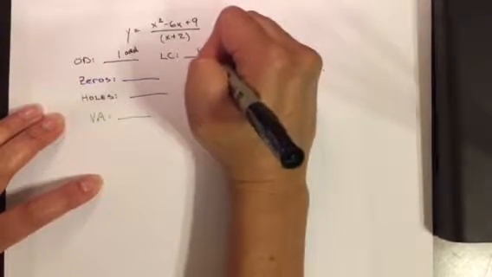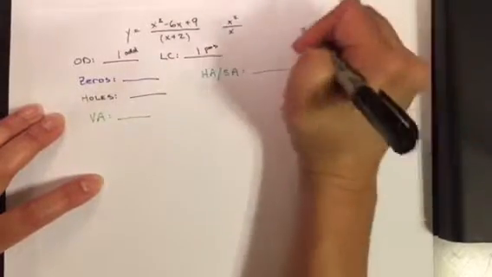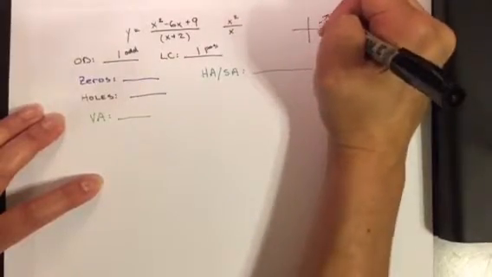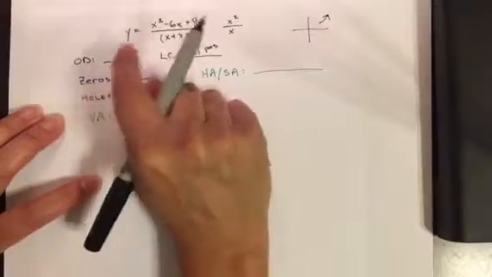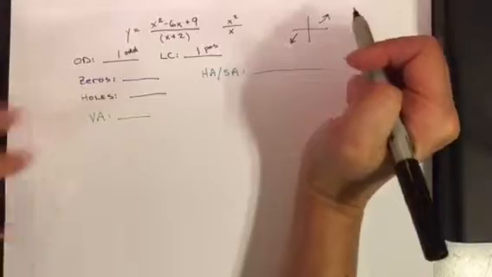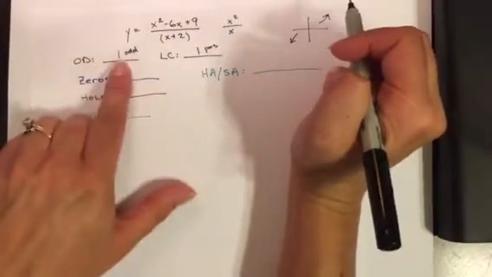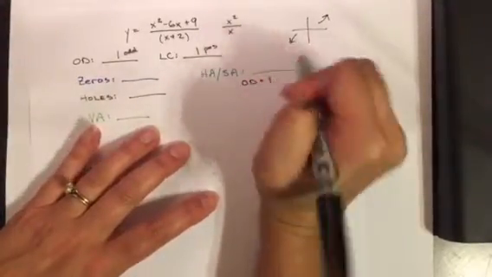Leading coefficient is positive. Again, helping me graph my function. So since the leading coefficient is positive, I know that the end behavior will be in quadrant 1 on this side. And since it's odd, I know that the other end behavior will be in the opposite direction. Since my overall degree is 1, that means I'm going to have a slant asymptote.